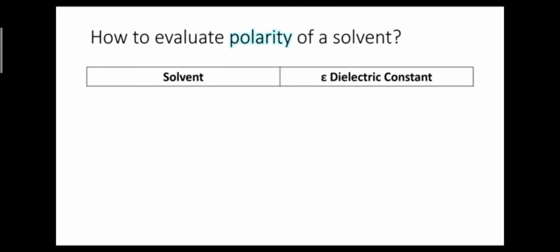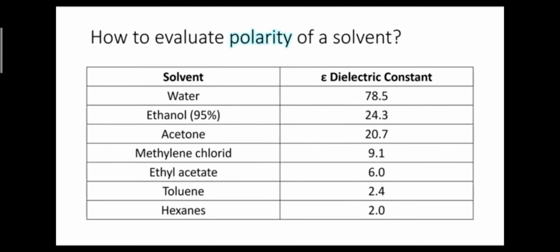So, how do we evaluate the polarity of a solvent? We do that by comparing the dielectric constant of the solvent. The dielectric constant is a unitless number, and it is defined as the ratio of the capacitance through the medium of interest versus the capacitance through vacuum.